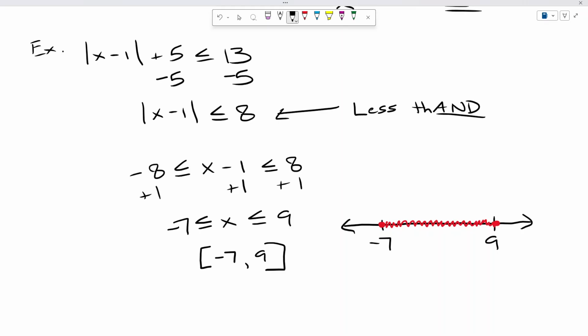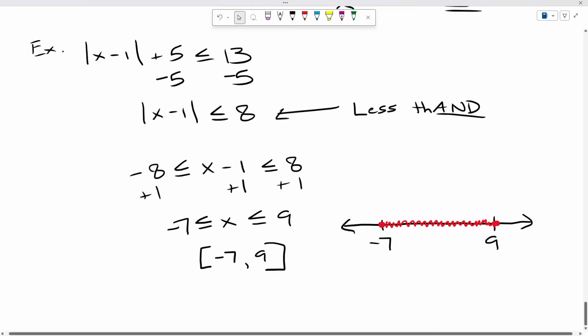And worst case, if we're ever unsure, we can always go back and check our work. If we plug in -7, -7 minus 1 is -8, and then the absolute value becomes +8. 8 plus 5 equals 13, so that works. And then 9 minus 1 is 8, plus 5 equals 13, so that works as well. So that is our answer for that one.